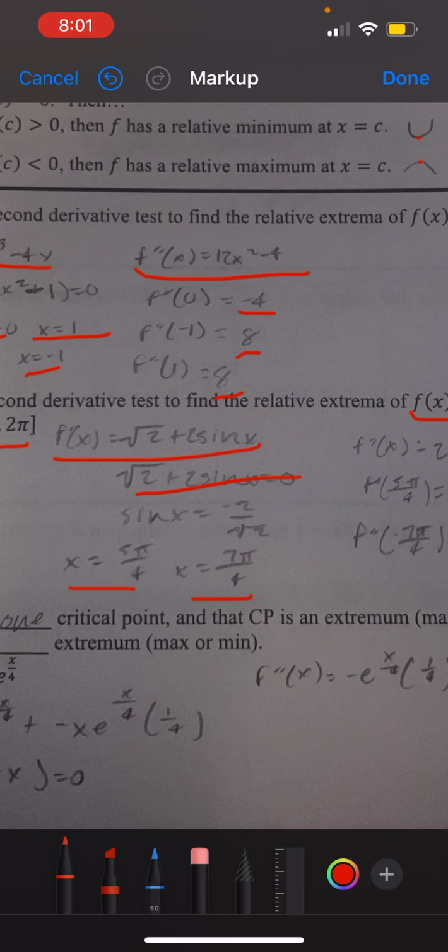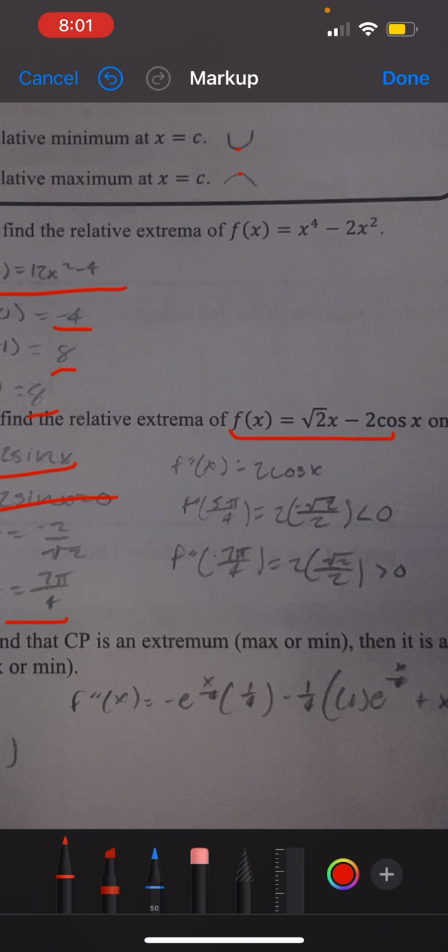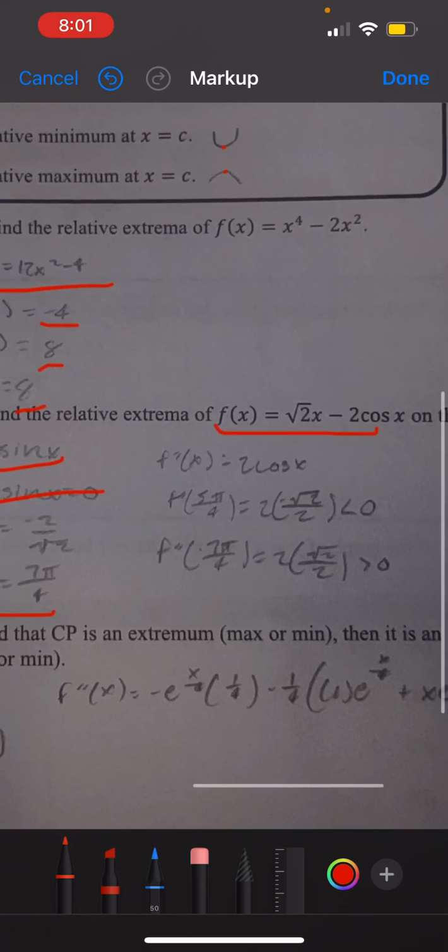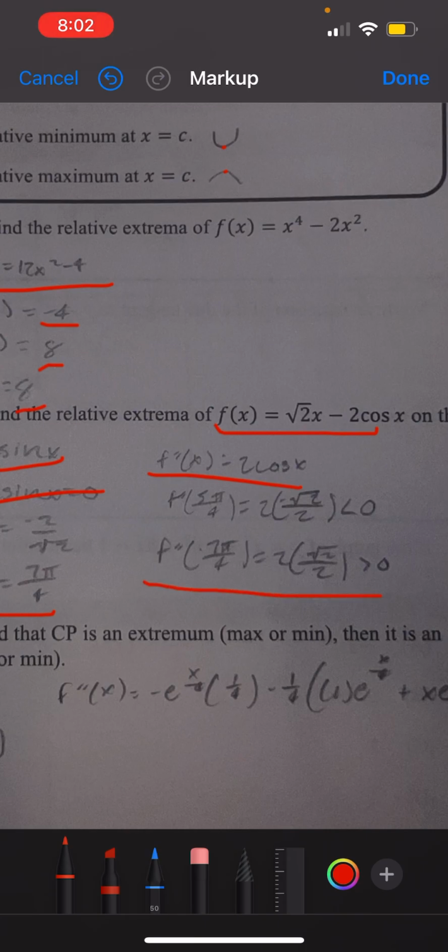5 pi over 4 and 7 pi over 4. And then we have our f double prime, right? And then we get it to right here. So this is whenever it's positive, and this whenever it's negative, less than 0 and greater than 0.